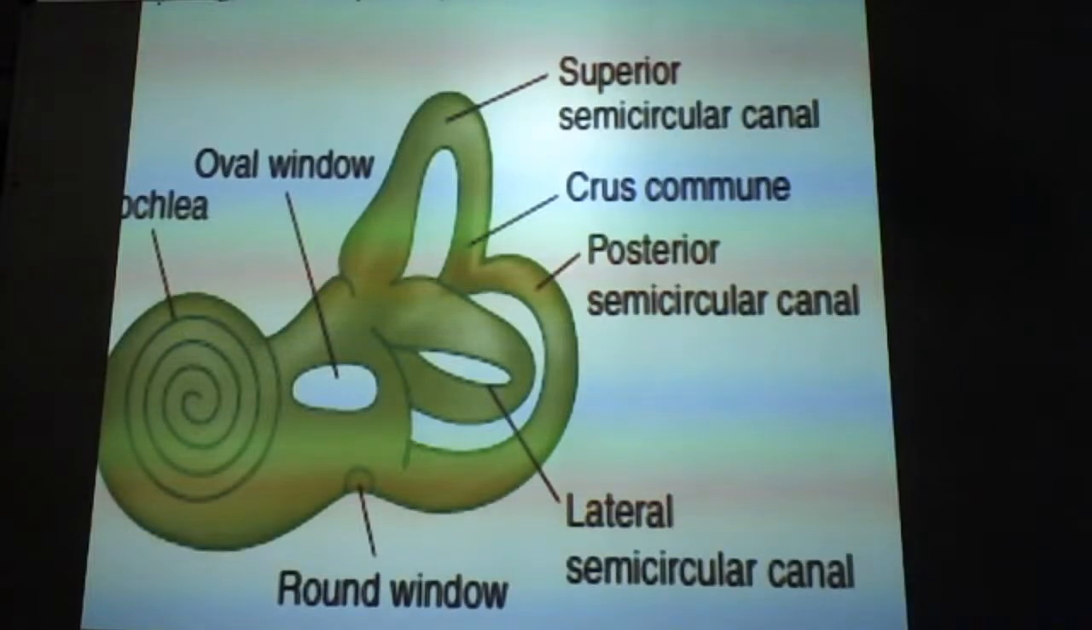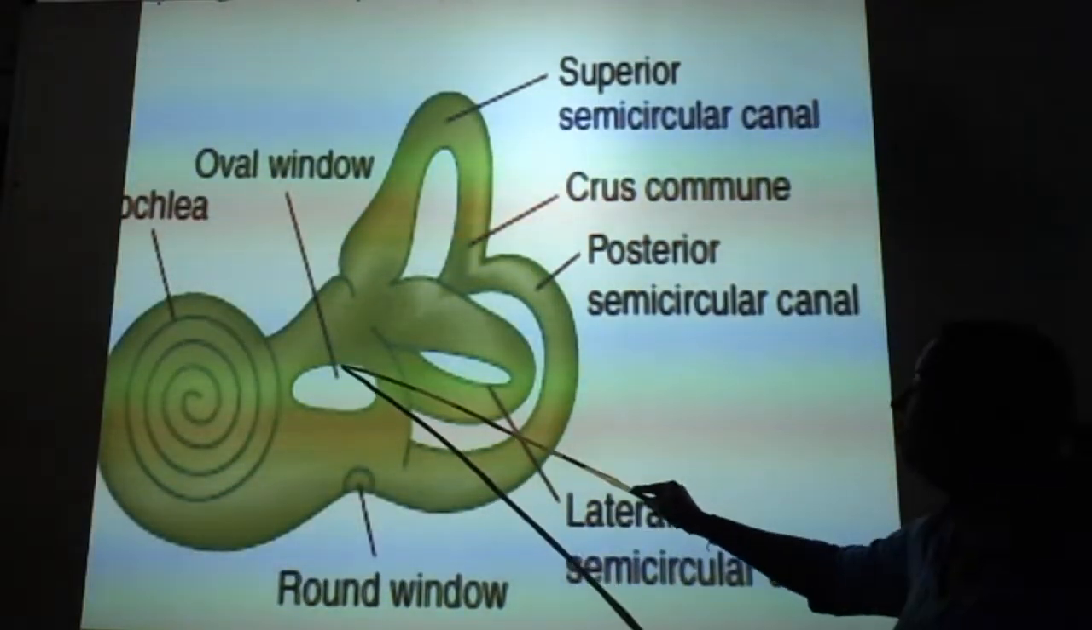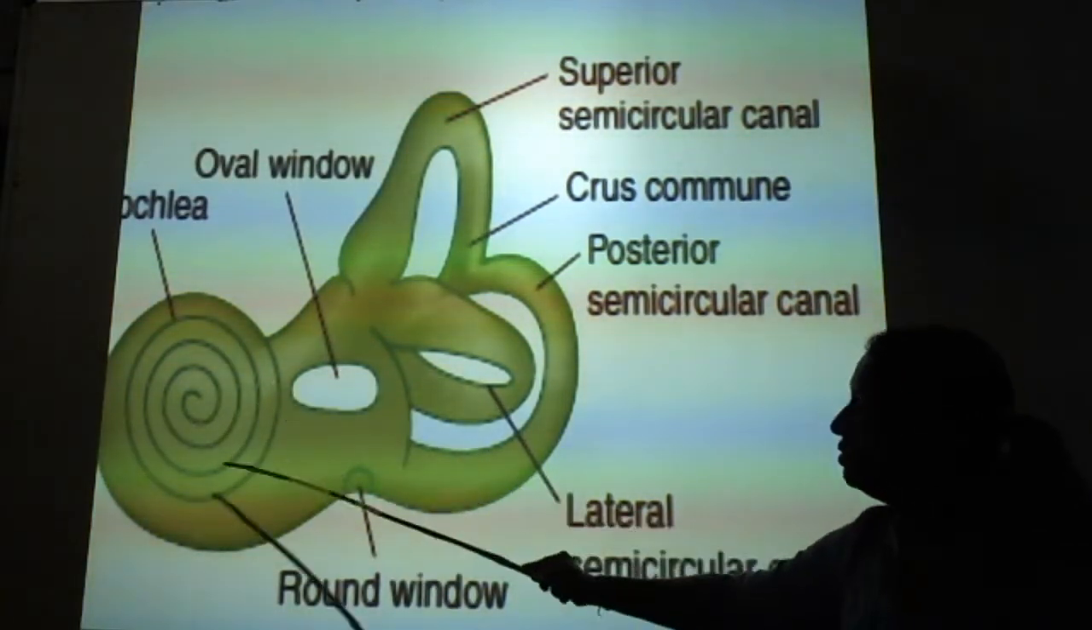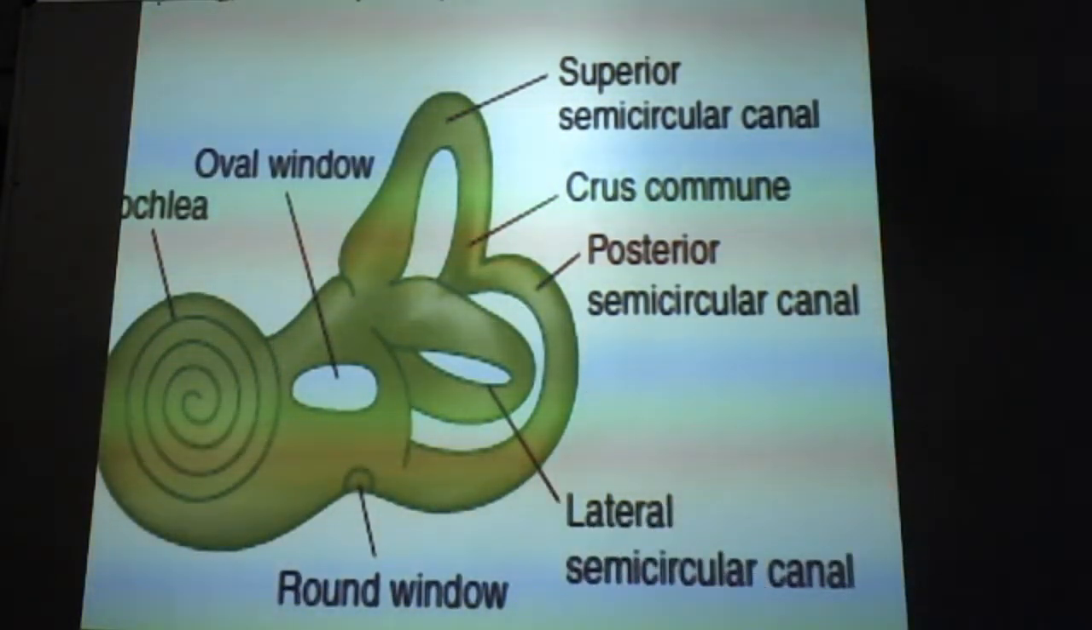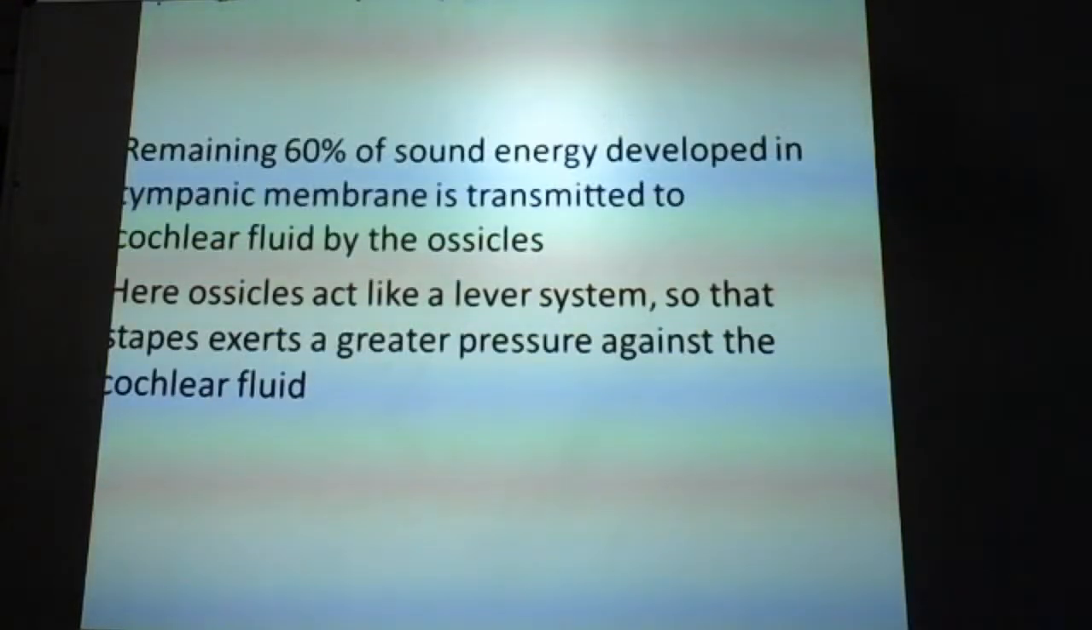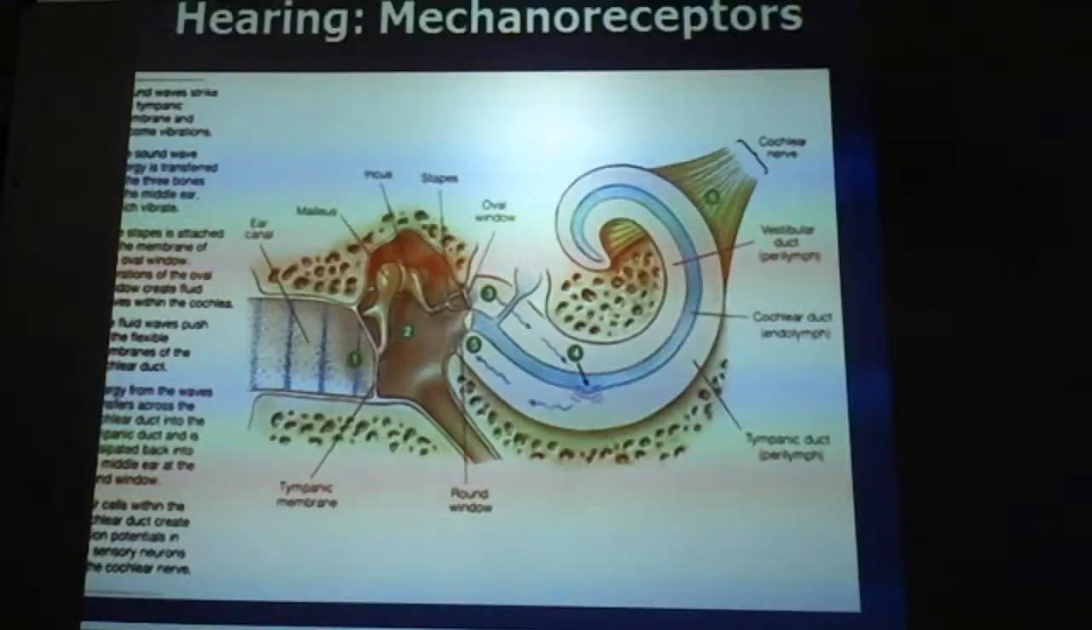See here the round window and the oval window. Whatever the pressure waves are, they are further pushed inside. Because of these vibrations, the mechanical energy is converted into electrical energy. Now, the remaining 60% of the sound energy developed in the tympanic membrane is transmitted to the cochlear fluids by the ossicles. Here, the ossicles act like a lever system so that the stapes exerts a greater pressure against the cochlear fluid.